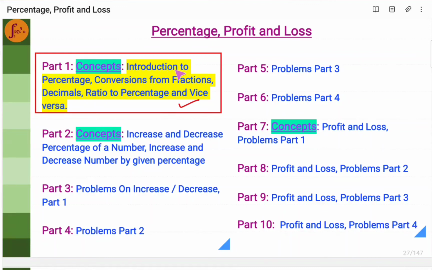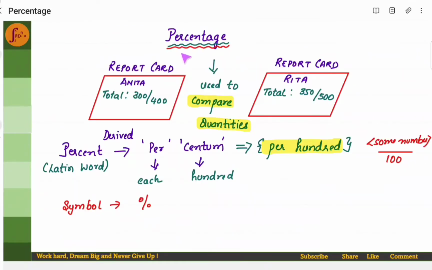Hi everyone. In this video, we'll go through a topic on percentage profit and loss. Here we will cover an introduction to percentage and conversions from fractions, decimals, and ratio to percentage and vice versa. Now, what is a percentage? What is the use of percentage? Let's discuss it. Now, let's take an example.